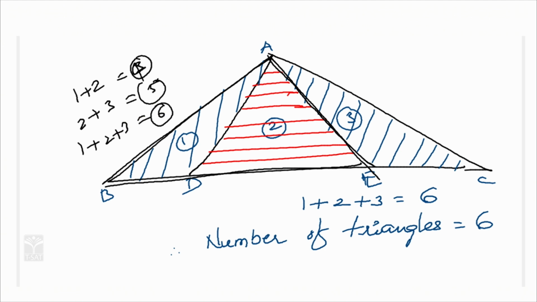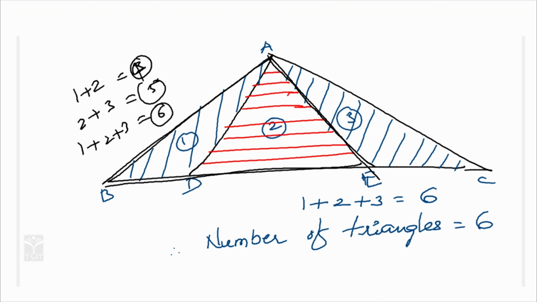So how many triangles are here? Just 6. Now observe: triangle 1, triangle 2, triangle 3; triangles 1 and 2 will form triangle 4, triangles 2 and 3 will form triangle 5, and triangles 1, 2, 3 will form another triangle, triangle 6, the whole triangle. So there are 6 triangles inside.